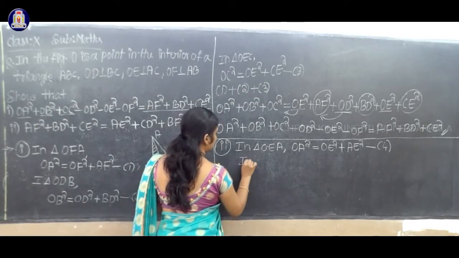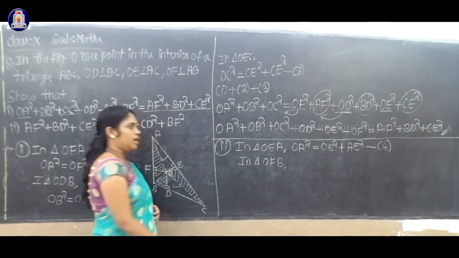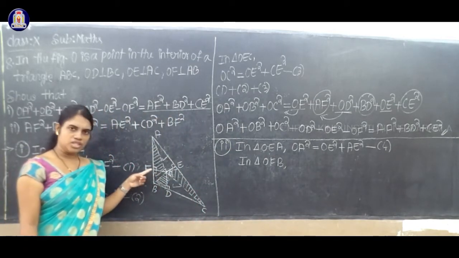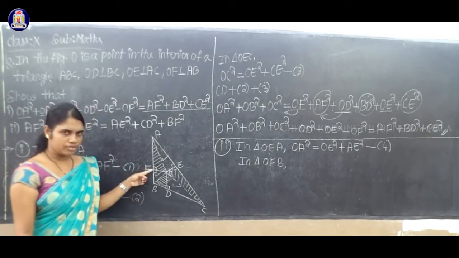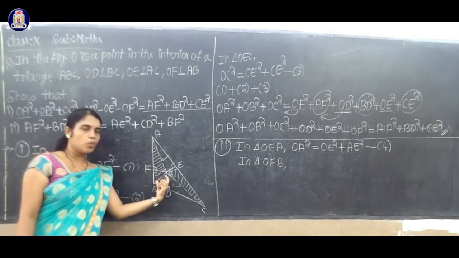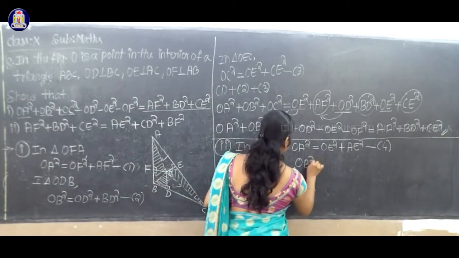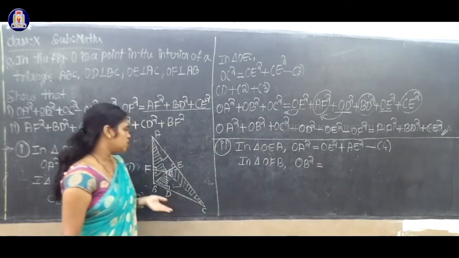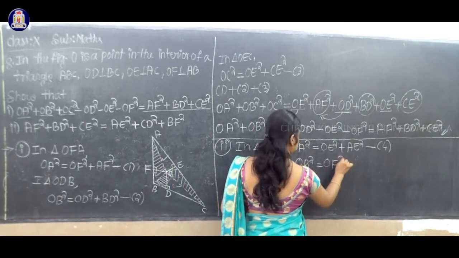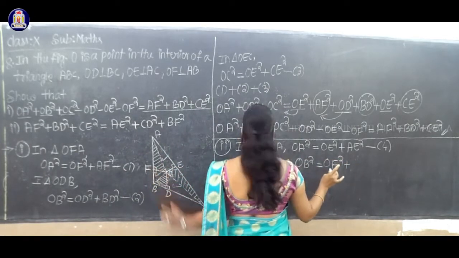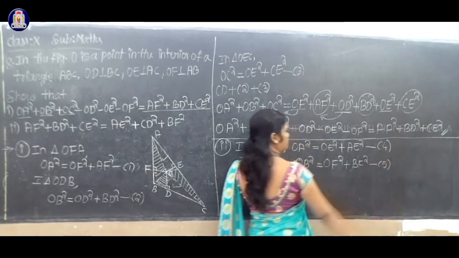So in triangle OFB, again apply Pythagoras theorem to this unshaded triangle. Square on the hypotenuse. At point F it is 90 degrees. So which side is opposite here? OB, isn't it? So square on this side OB is equal to the sum of the squares on the other 2 sides. Which are the other 2 sides? OF square plus BF square. So consider it as equation number 5.